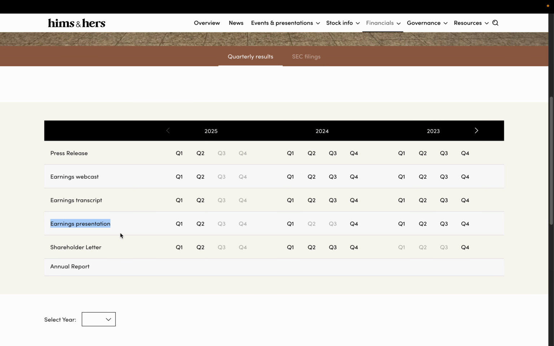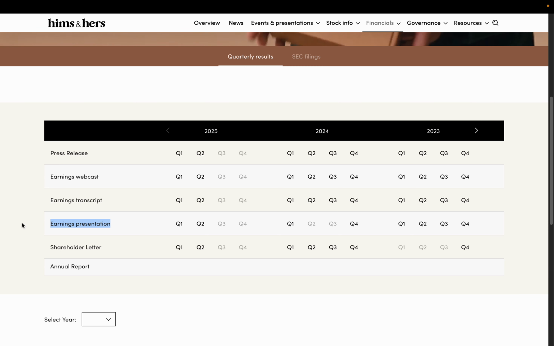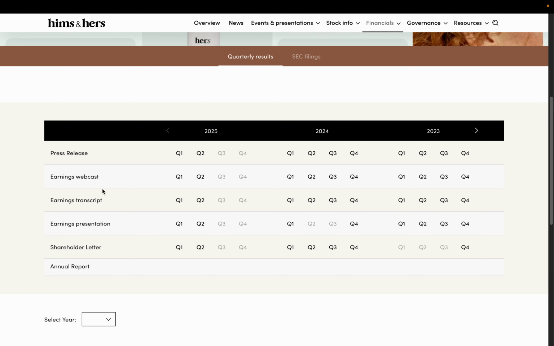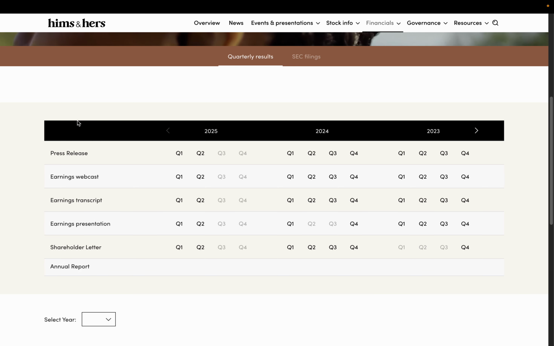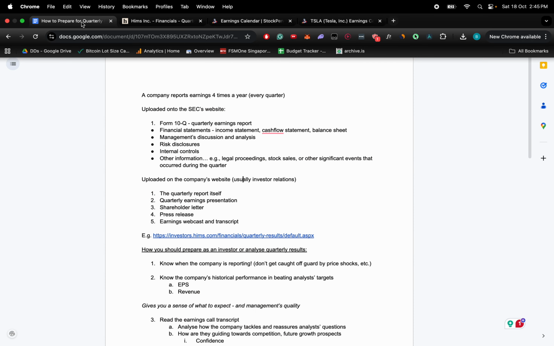During the earnings call itself, the company would first present using this presentation deck to disclose and inform the investors about what happened during the quarter, and any shareholder letter. But usually, I think the amount of information presented here may vary from company to company, but usually the press release is a must-have, right? And also the Form 10-Q, which you can find on the SEC's website, right?